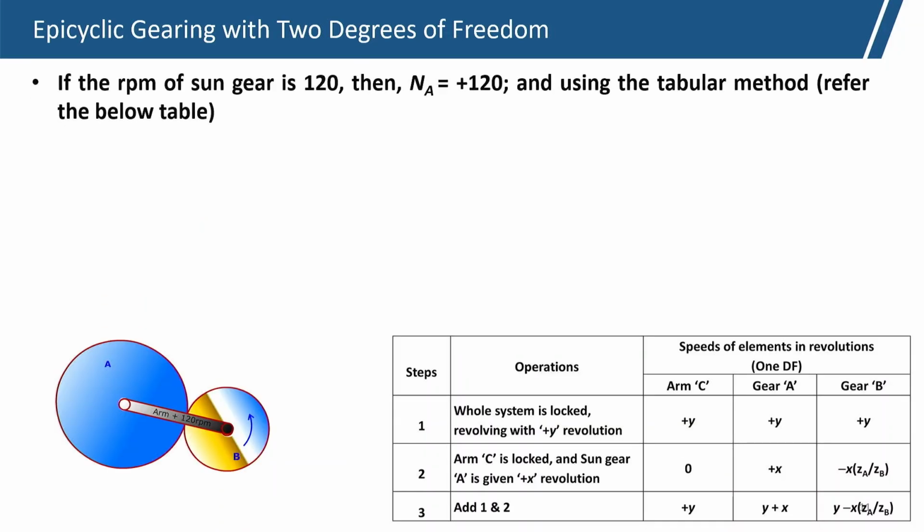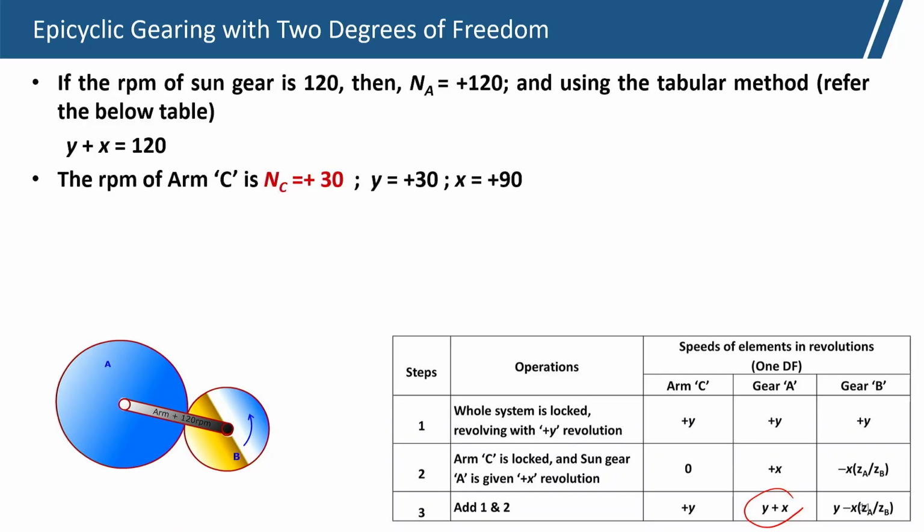Now, we can see here, if the RPM of sun gear is 120, then Na will be 120. Sun gear means it is x plus y using the tabular method. So, x plus y is 120. Now, the RPM of arm C is plus 30. Let us say it is moving at plus 30 RPM. So, y will be 30 and x will be plus 90.